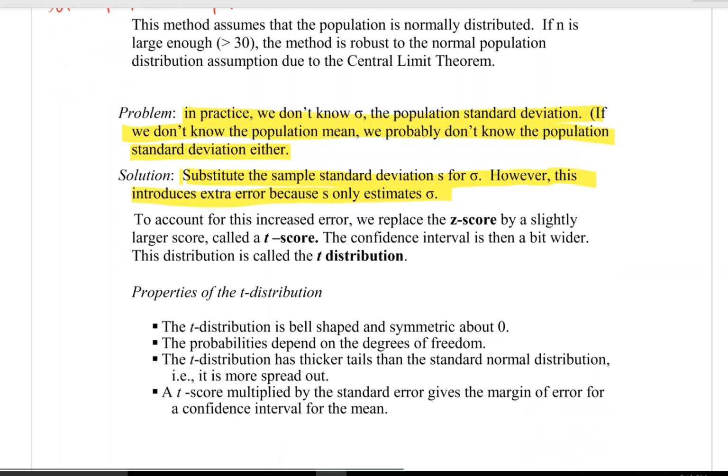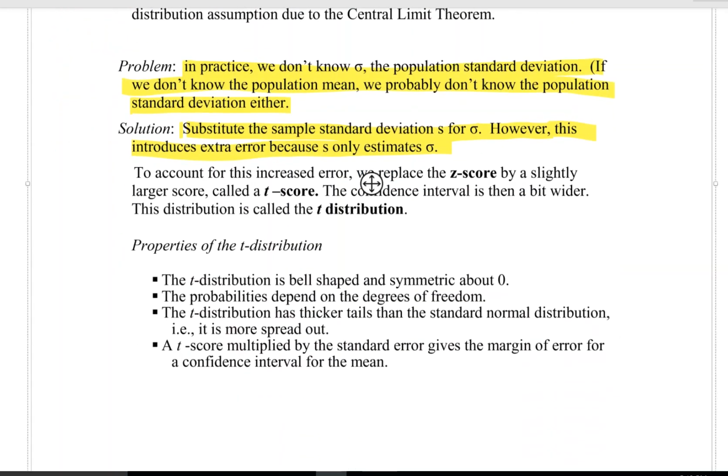All right, let's take a look at some properties of the t-distribution. The t-distribution is bell-shaped and symmetric about 0, just like the standard normal distribution is. Its probabilities depend on the degrees of freedom. So we actually have infinitely many t-distributions, and we're going to use the t-distribution for the appropriate degrees of freedom for our particular sample. Degrees of freedom is actually very easy to determine. It's just our sample size minus 1.